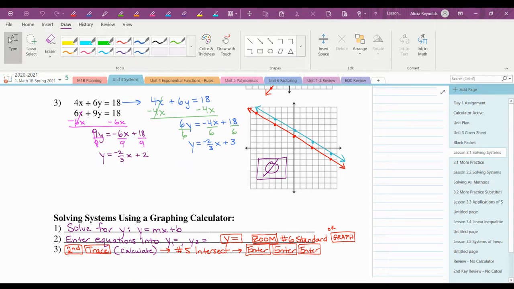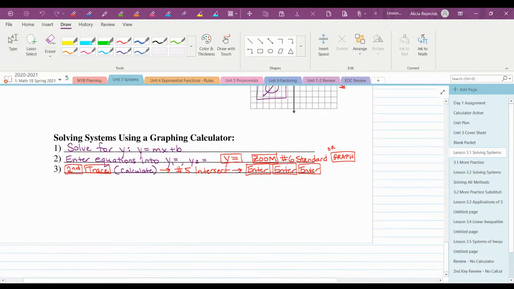For example 3, when we solve both of these lines, we get y equals negative 2/3 x plus 2 and y equals negative 2/3 x plus 3. These lines are parallel, which means they will never intersect, which gives me no solution.